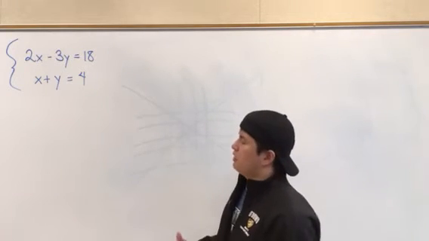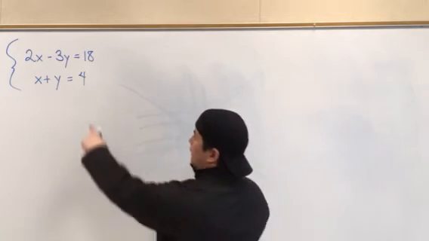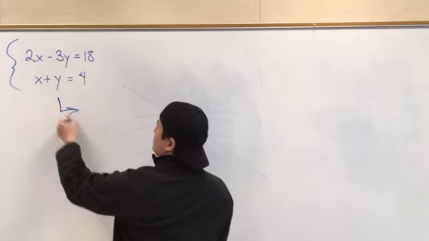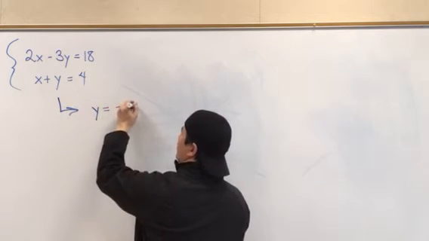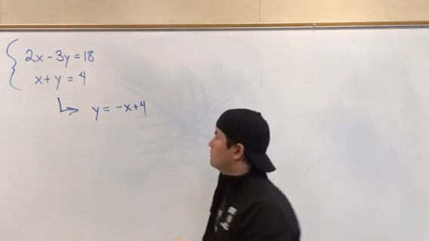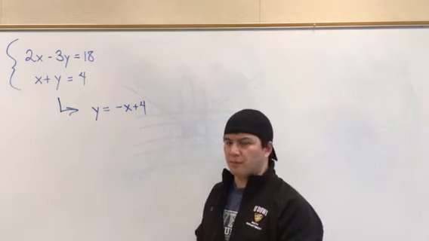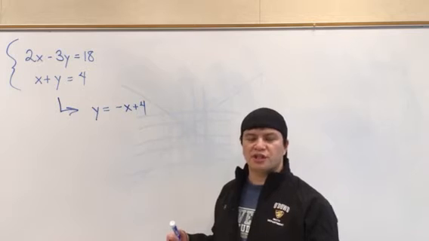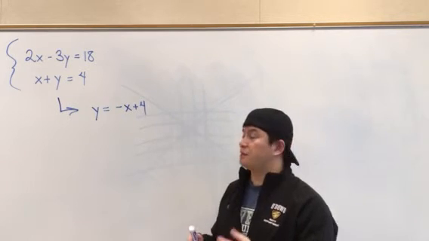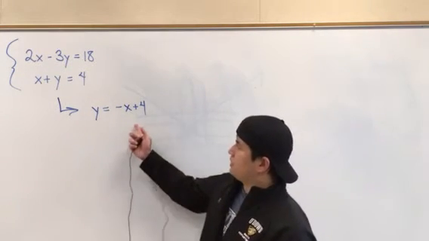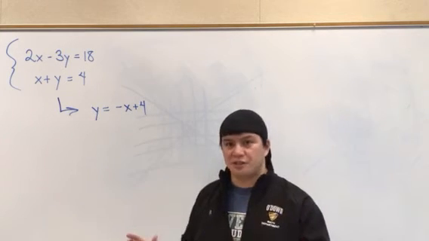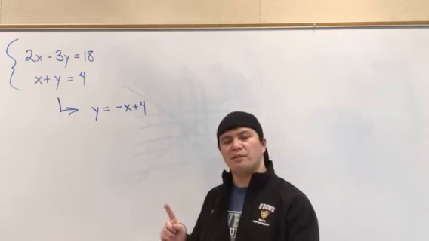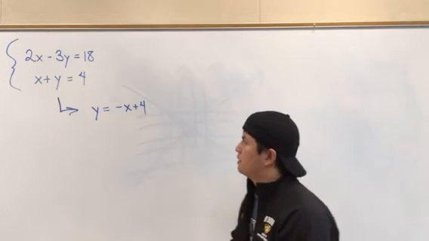So I'm just going to follow in that fashion. If I manipulate this equation, I'm going to get y is equal to negative x plus 4. There's my manipulation. Where does the substitution come in? Well, the substitution comes in when I plug this into the other equation, which I haven't manipulated. Remember, you only manipulate one, but not the other.